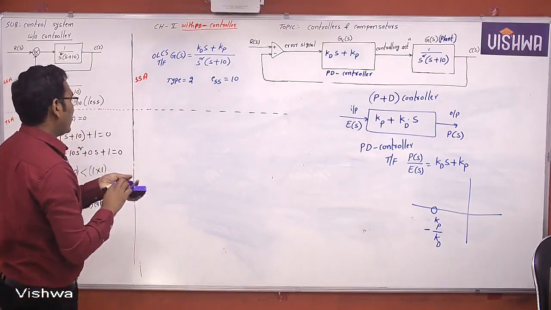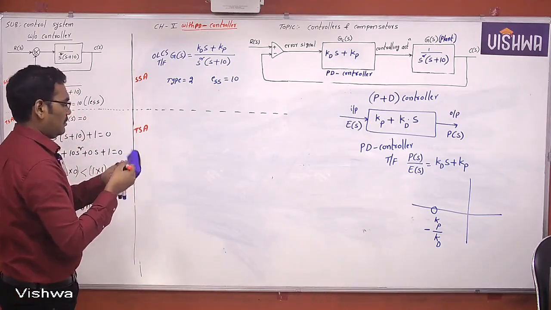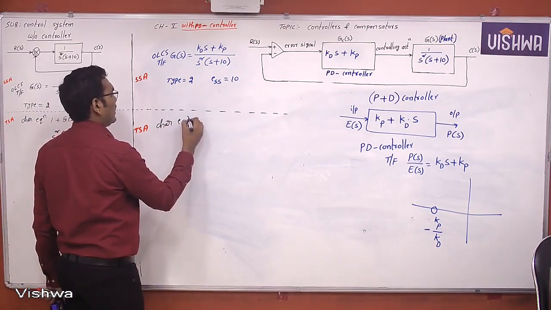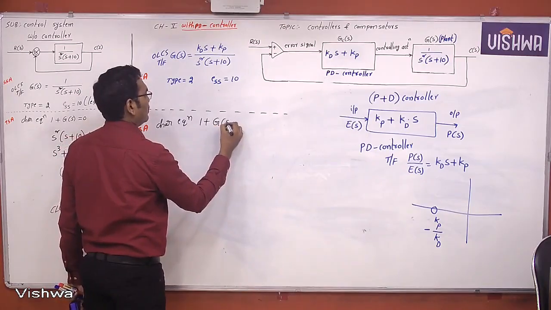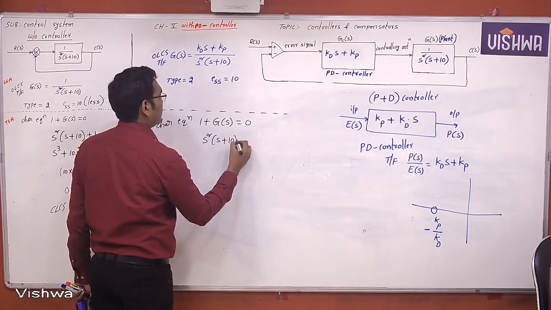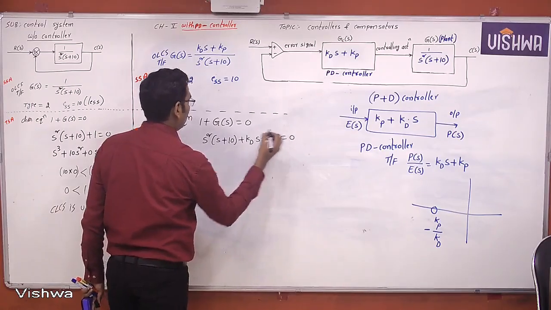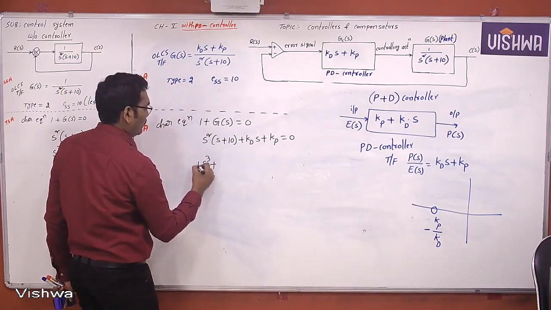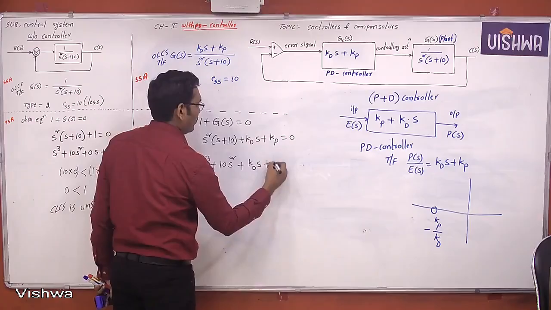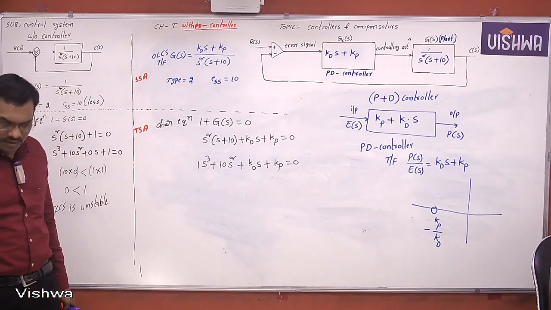Now, what about the transient state analysis? What is the characteristic equation? Now if you see the characteristic equation here, 1 plus G of S equal to 0, S square into S plus 10 plus Kd into S plus Kp equal to 0. Therefore, S cube plus 10S square plus Kd into S plus Kp equal to 0. So this is characteristic equation of order 3.